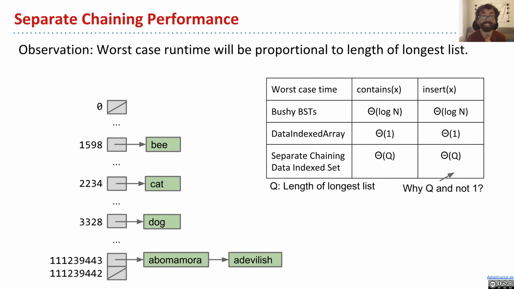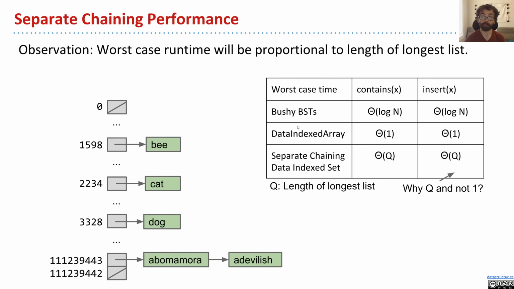Before we improve it, let's first look just very briefly at the performance. If we think about the performance of one of these separate chaining data indexed sets or data indexed arrays, instead of having constant time operations, it's going to have theta q operations. What's q? Where q will be the length of the longest list. And here I'm specifically referring to the worst case time.